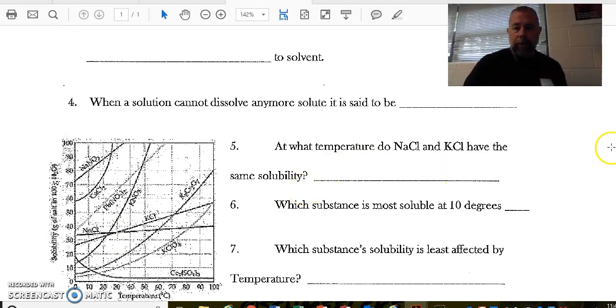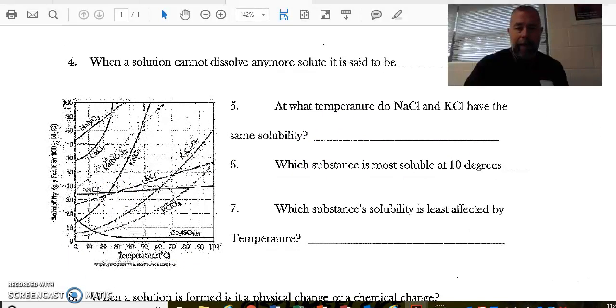At what temperature do NaCl and KCl have the same solubility? So here's NaCl. I know this is a little hard to read right there, and there's KCl. Look where they cross, right there. So I'm really taking from like 30 to 35 degrees. If you wrote that answer, and because it is a little hard to read, that's the temperature.